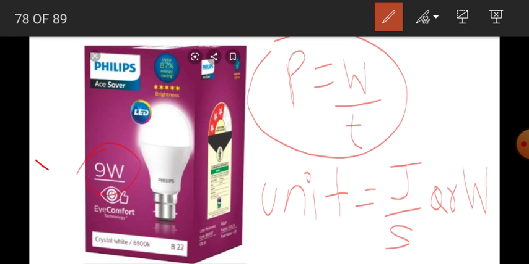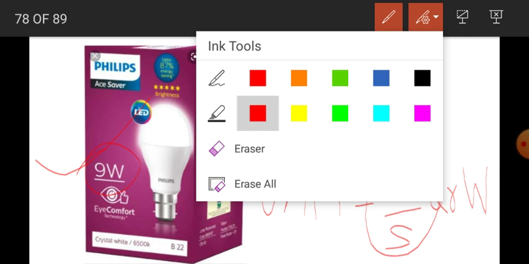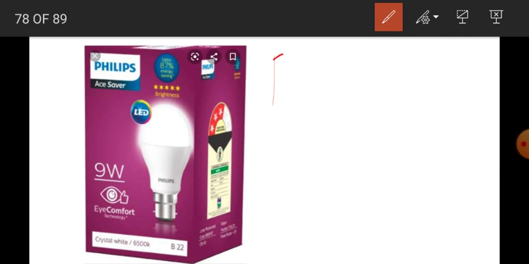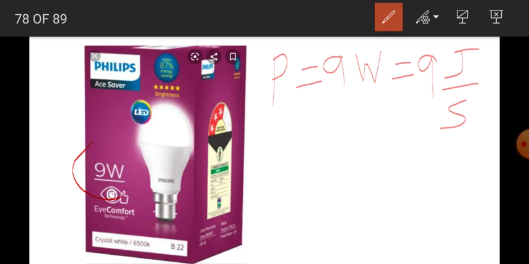Now this electrical bulb is converting electrical energy into light energy, so it's also doing some type of work actually. Its power is mentioned as 9 watt. So what is the meaning of that in terms of joule per second? Let me write it here. Its power is 9 watt, which means 9 joule per second. It means it's converting 9 joule of electrical energy into light energy per second. That is the meaning of this rating.